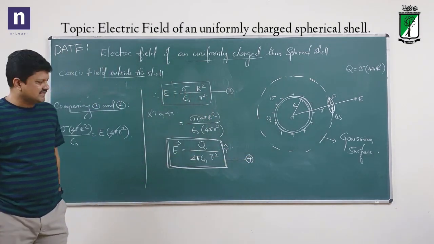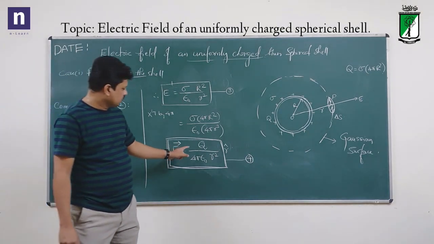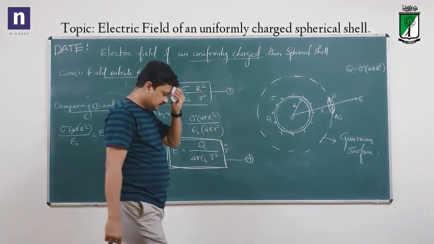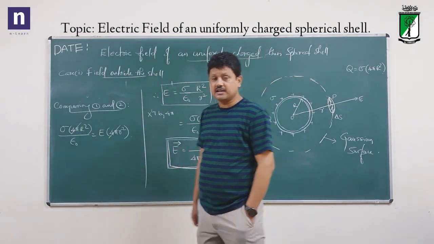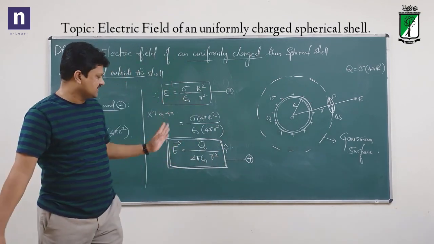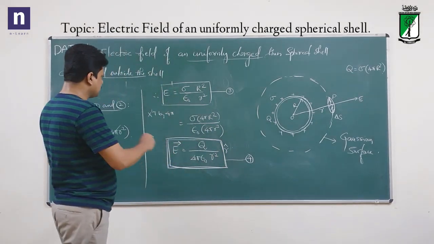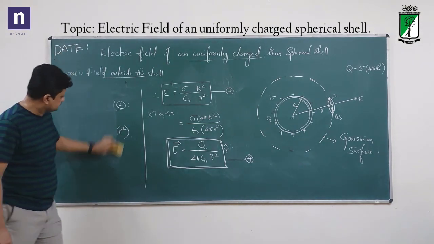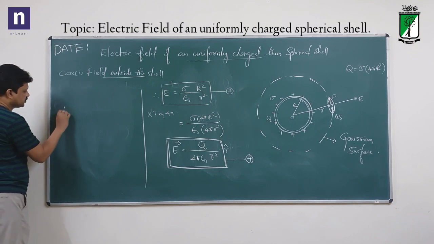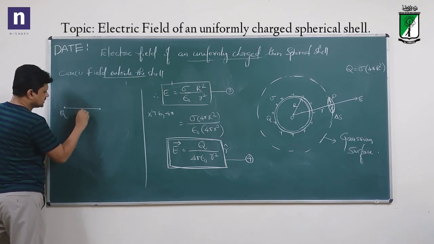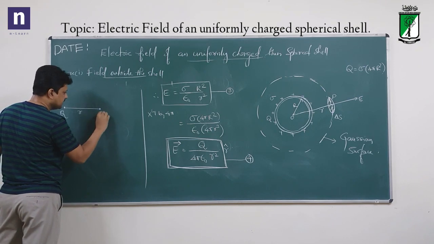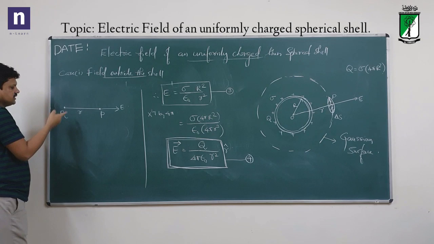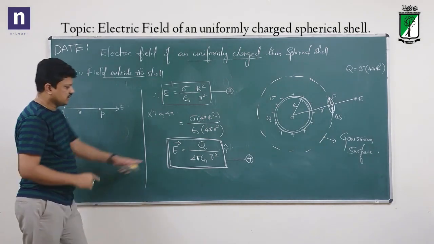Now you must have noticed one thing here. This looks just like 1 by 4 pi epsilon naught into q by r square. What does that represent? It represents the electric field at a point due to a point charge at a distance r. So if you have one point charge q and at some distance r you have a point p, the electric field here is given by E is equal to 1 by 4 pi epsilon naught into q divided by r square, which is this.